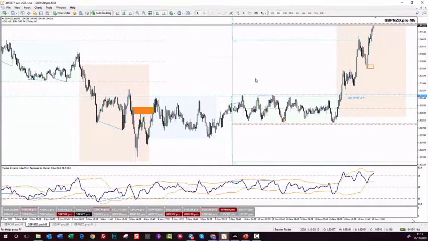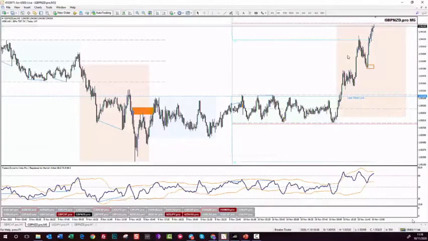Keep your charts as clean as possible. Stop putting hundreds of indicators on them, squiggly lines, moving averages. You can trade moving averages if you want. I don't teach trading moving averages, and I don't use them myself.